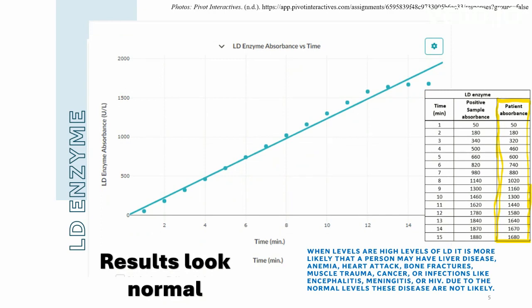Next, the patient's LD enzyme absorbance was tested. When a person's LD enzymes are high, it is likely that a person may have liver disease, anemia, heart attack, bone fractures, muscle trauma, cancer, or infections like encephalitis, meningitis, or HIV. The patient's results came back in the normal range, so these diseases are not likely.